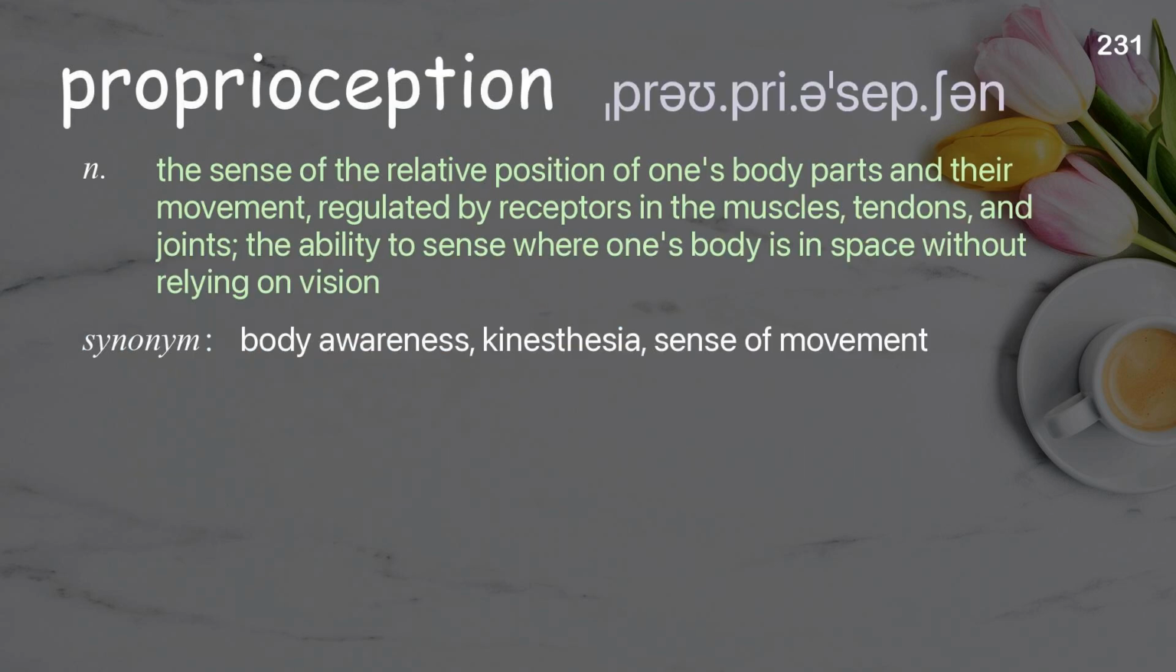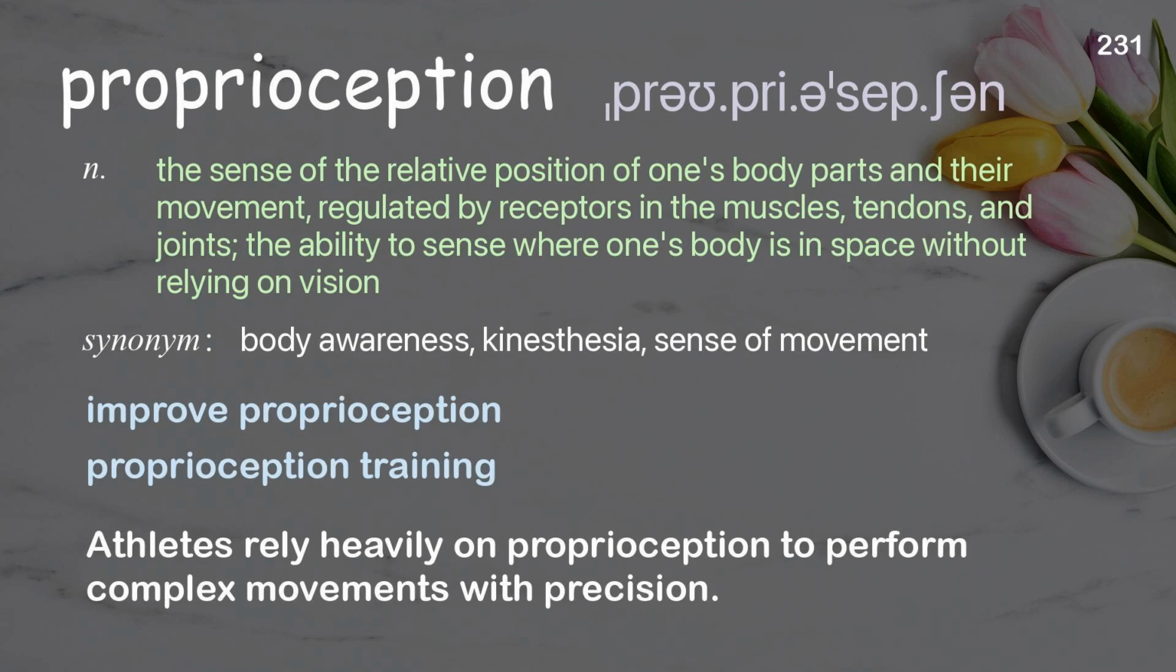Proprioception. The sense of the relative position of one's body parts and their movement, regulated by receptors in the muscles, tendons, and joints, the ability to sense where one's body is in space without relying on vision. Examples: improve proprioception, proprioception training. Athletes rely heavily on proprioception to perform complex movements with precision.